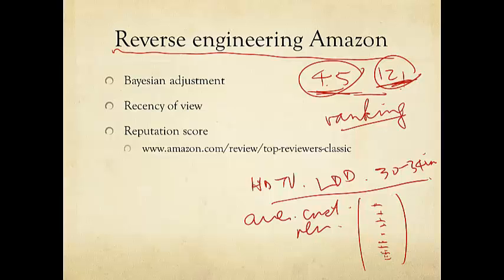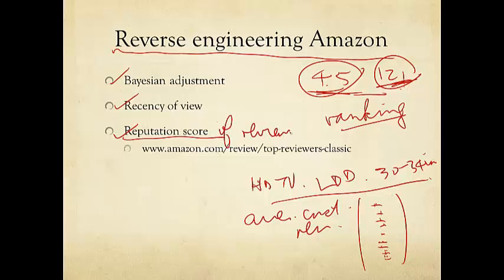But there must be some formula behind it, and we believe that, one, it must have taken into account the number of reviews. In other words, a Bayesian adjustment has been done. 2, the recency of review also matters. And 3rd, reputation score, or in general, the quality of the review. One aspect of quality review is the reputation score of the reviewer.